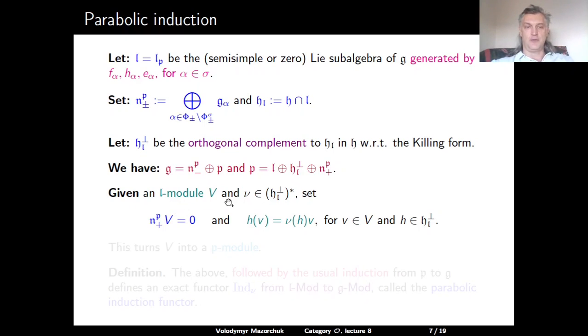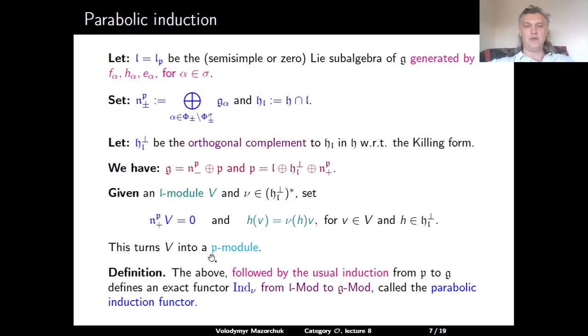Given an L module V and a weight on HL orthogonal complement, so an element from the dual space to HL orthogonal complement, we can set that the positive part n plus P kills V, and that the elements from HL orthogonal complement act on V via scalars prescribed by the element nu. In this way, we turn V into a P module. When we now take this P module and induce from P to G, we will get a G module, and the process of starting from an L module and the weight nu and getting a G module defined in this way is usually called the parabolic induction. So we have a parabolic induction functor ind sub nu from L mod to G mod, which is defined in this way. From the PBW theorem, it follows immediately that this is an exact functor.